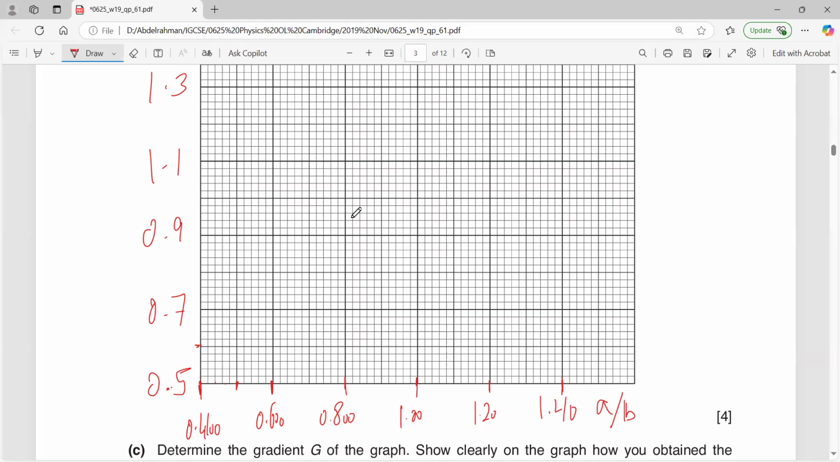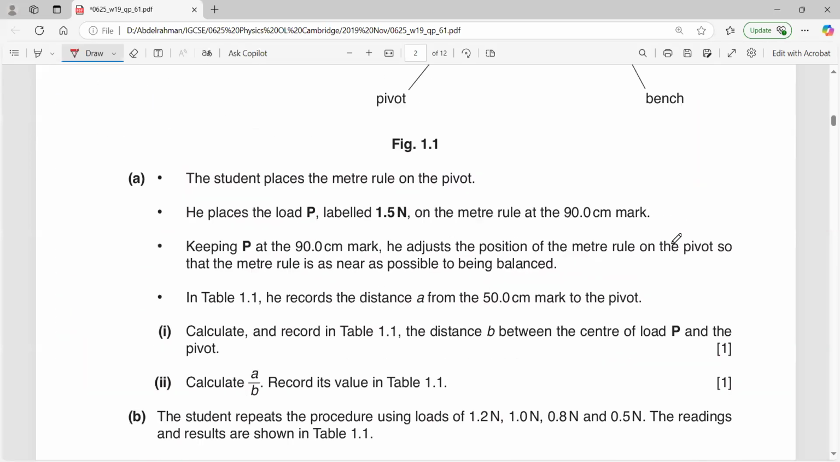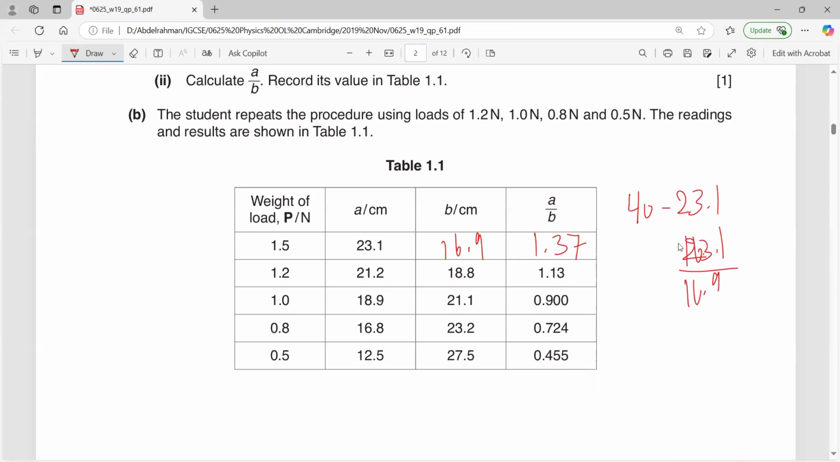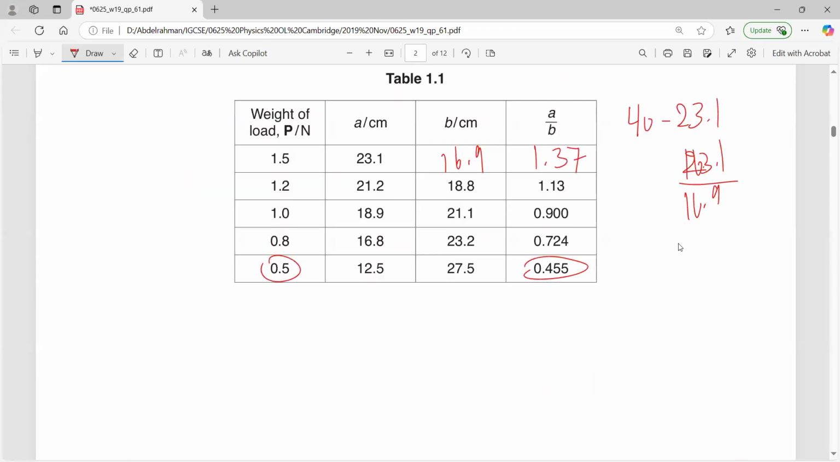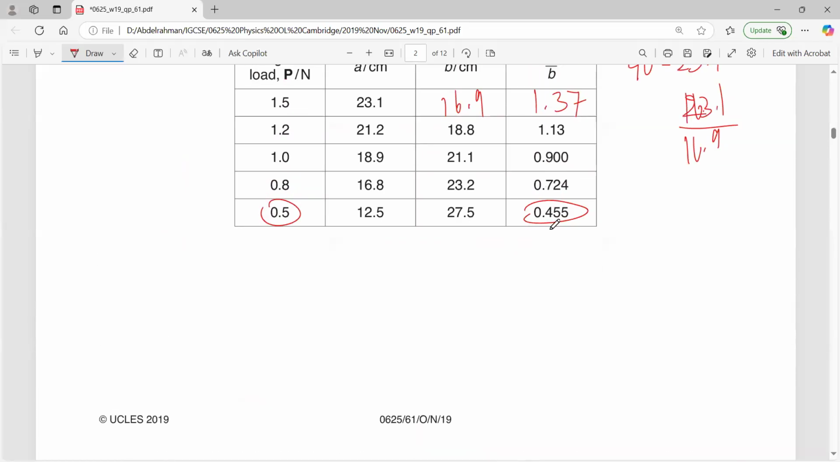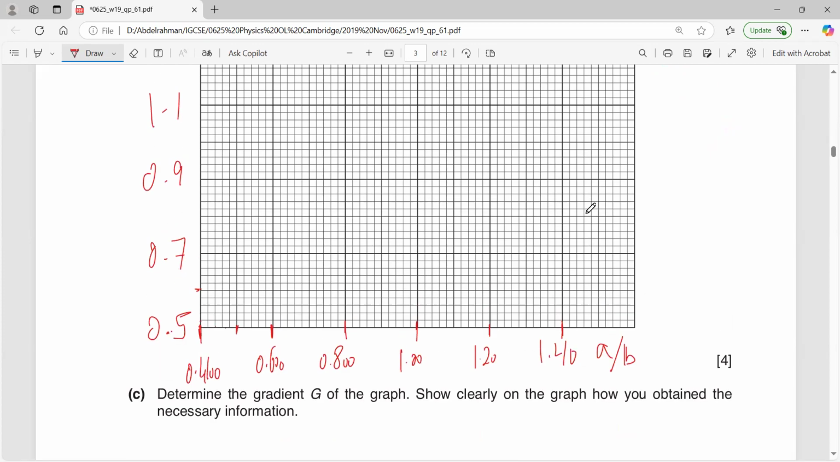Let's start plotting the points. I'll start from 0.45 and 0.5. So 0.455 is almost 0.46, and this is 0.5. So 0.46 on the graph would be three squares from 0.5. Again, we're plotting using small x's.